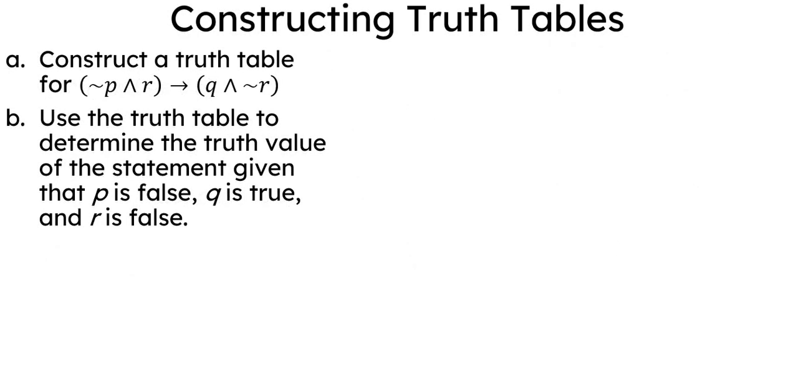So, let's have another example. We are asked to construct the truth table now for this statement: not P and R implies Q and not R. The answer to this, and also another one, find the truth value of the statement using the truth table given that P is false, Q is true, R is false. The answer will be given in the next video.